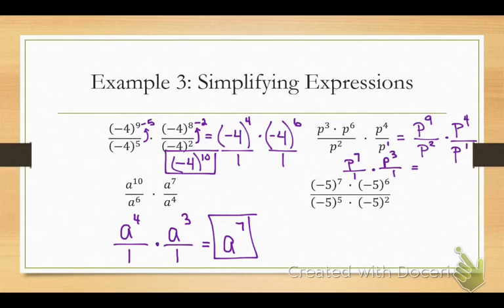What's my answer, guys? P to the power of 10. If you put it over 1, that's fine, but you don't have to. Remember, if something is written over 1, that's understood. So it's like a whole number type thing.